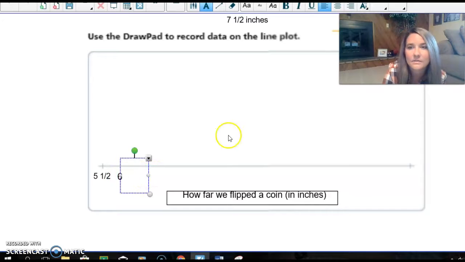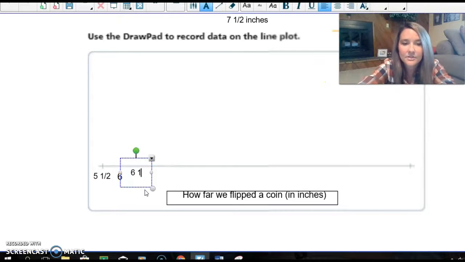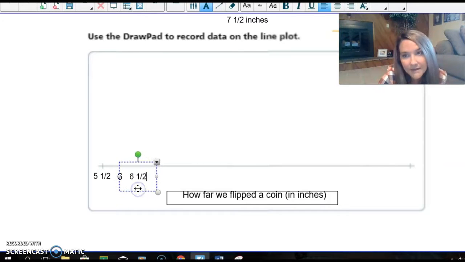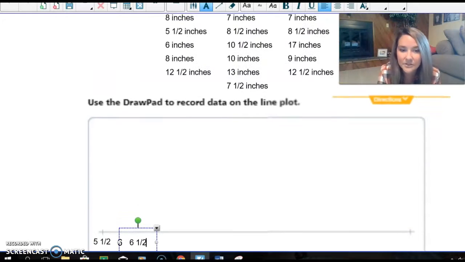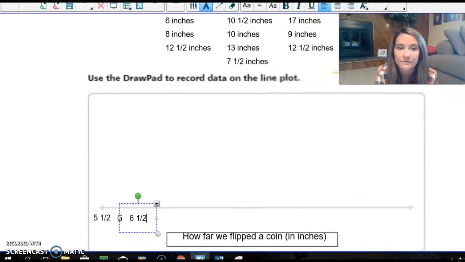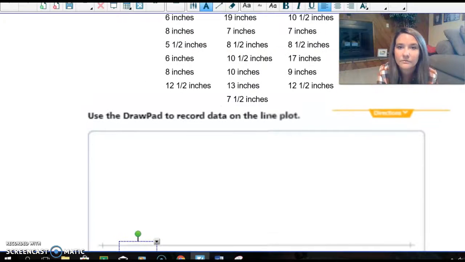What's going to be our next measurement? 6 1/2 inches, 7 1/2 inches, 8 1/2 inches, 9. Okay, so that's how you'll get started on your line plot. So after you put all the measurements, what are you going to do next? You're going to start adding the data, right?